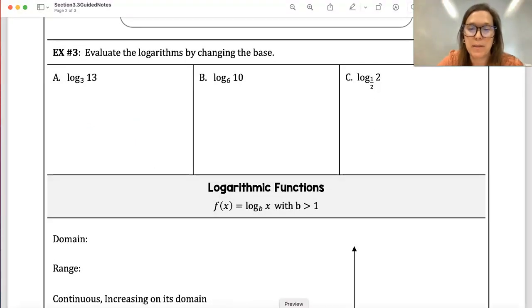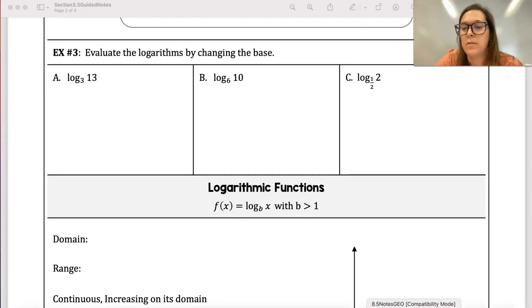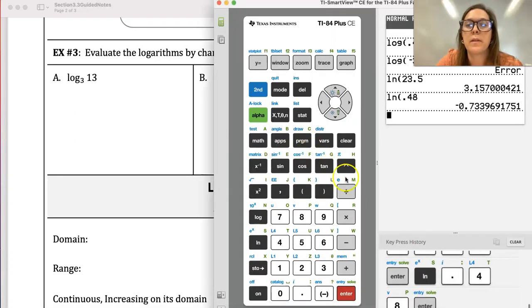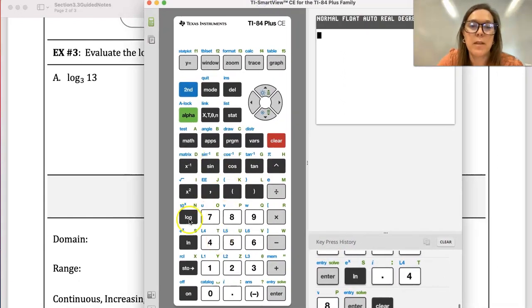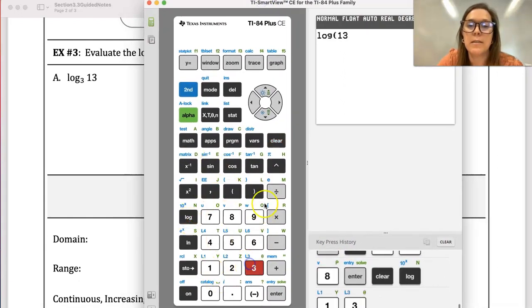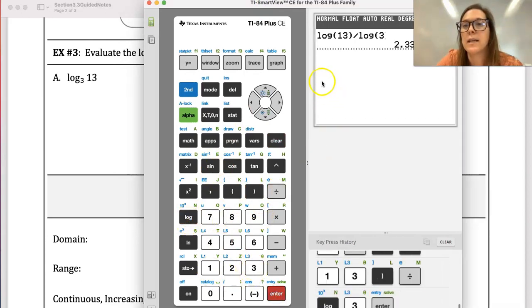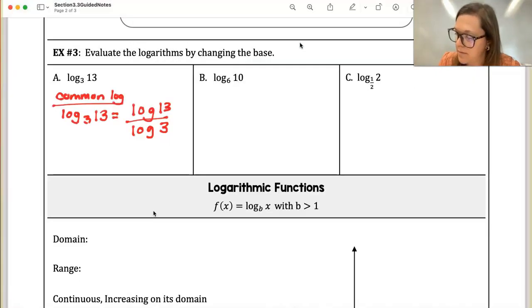So I'm going to go ahead and pull up my calculator. Where are you? There you are. Okay, so log base 3 of 13, so I'm going to do a log of 13, close it, divide it by a log of 3, hit enter, and I get about 2.335. So approximately 2.335. I could get the same answer if I did a base of e, right?